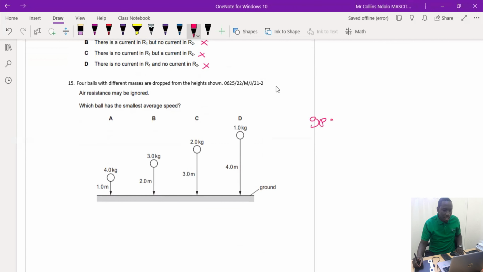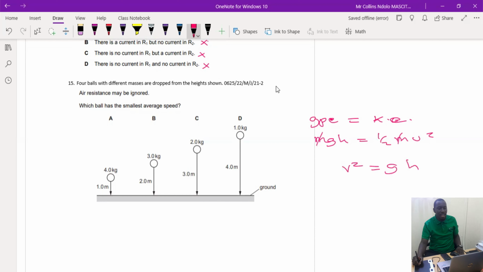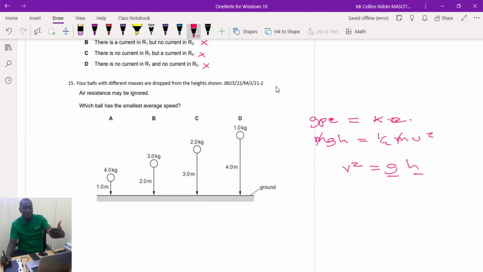the GPE, the transfer of energy, is transferred to kinetic energy. So meaning that we have mgh equal to a half mv squared. So m cancels. So you will realize here that v squared is gh. So v here depends on g and h. And since this experiment is done in the same place, g is constant, so v squared is directly proportional to h, meaning an increase in h increases v.